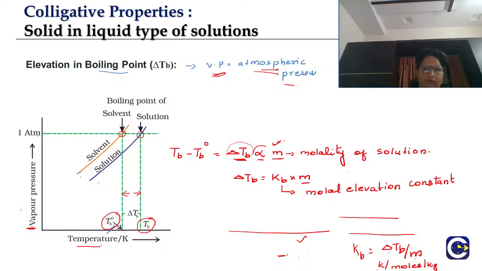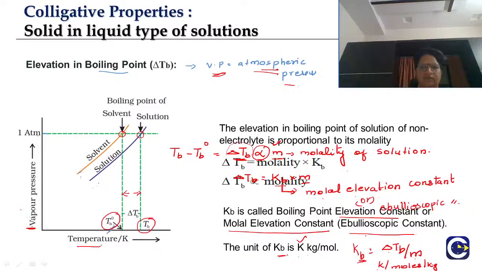If I have to remove this proportionality, we have to bring in a constant. What is that constant? We call it the molar elevation constant or ebullioscopic constant. The unit of Kb is Kelvin kg per mole.